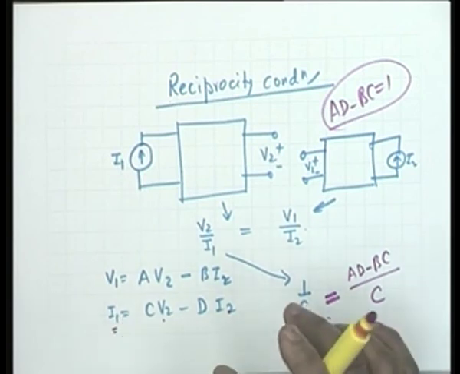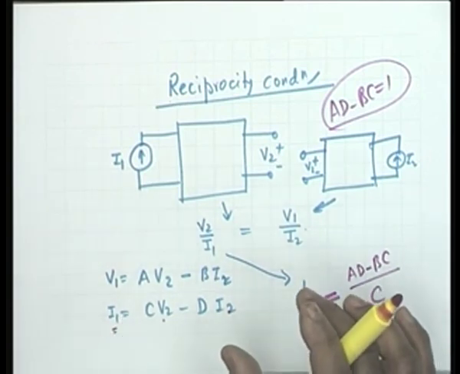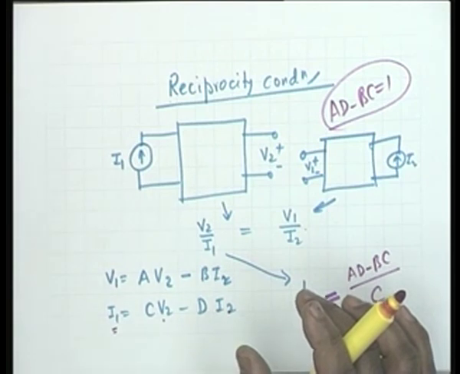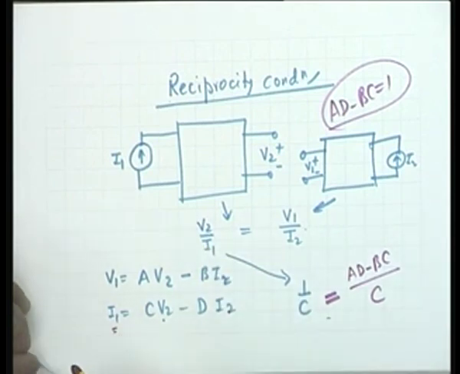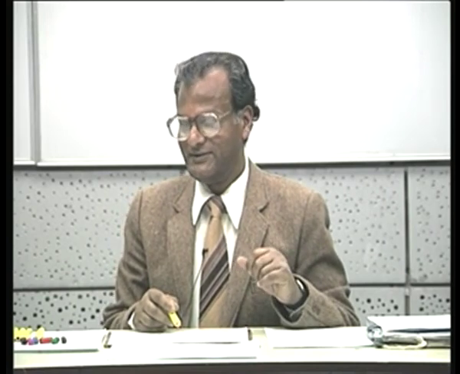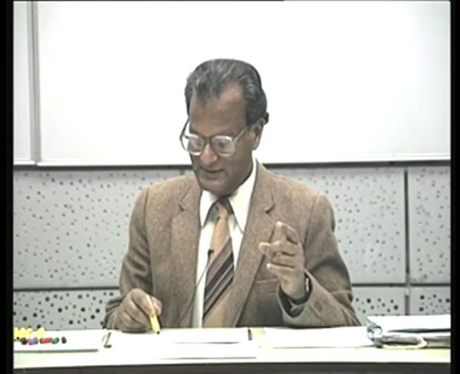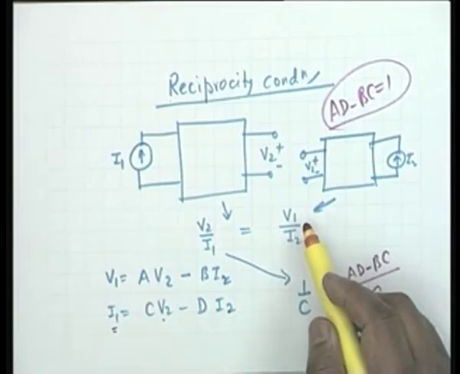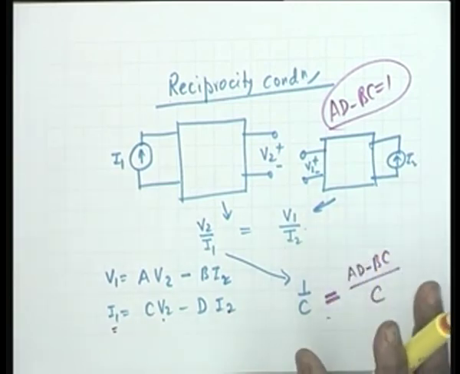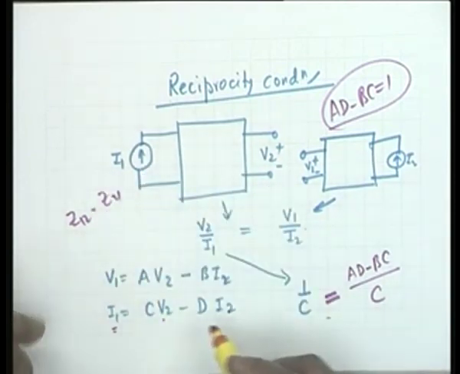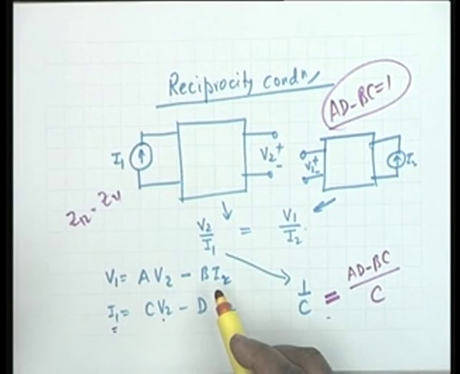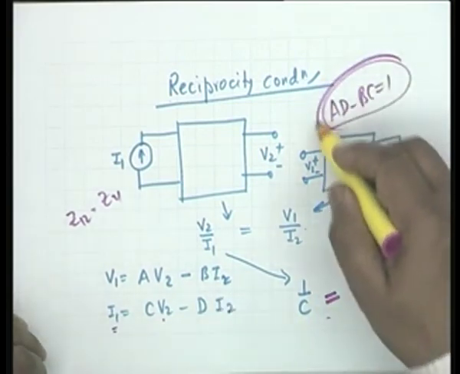But if you look at it carefully, these roots mean nothing but equating Z12 to Z21. What is this parameter? V2 by I1 with I2 equal to 0. Obviously, it is Z... no, not 1 2. 2 1. And this is Z12, V1 by I2 under the condition I1 equal to 0 is Z12. So, what we have done is we have taken the condition Z12 equal to Z21 and then applied the definition of A, B, C, D parameters. This is the condition for reciprocity.